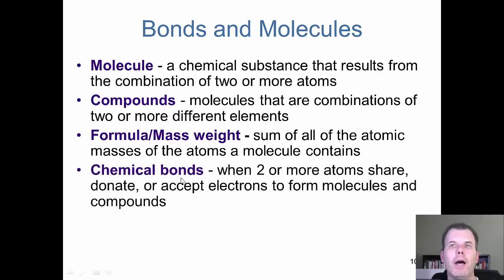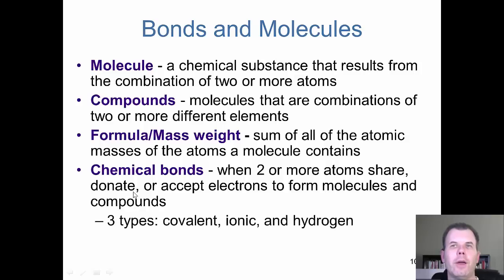Okay, chemical bonds, again, when 2 or more atoms either share, donate, or accept electrons and form molecules. And so again, we'll talk about the different types of bonds here in just a minute. And again, there are 3 types, the covalent, the ionic, and hydrogen. And so we'll take a quick brief view at what these different things are.